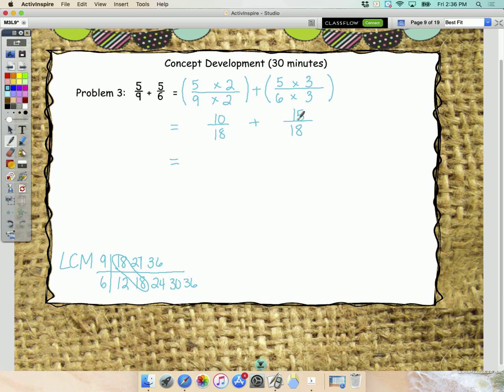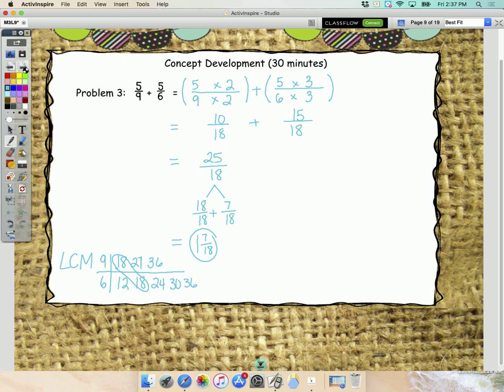So 15. Then I'm going to do 10 plus 15, which is 25 18ths. And I notice that's an improper fraction, so I'm going to decompose. I'm going to take out 1 whole. And then 25 minus 18 is 7. So the answer will be 1 whole and 7 18ths. Circle your answer. So no simplifying that time. That was the main difference.